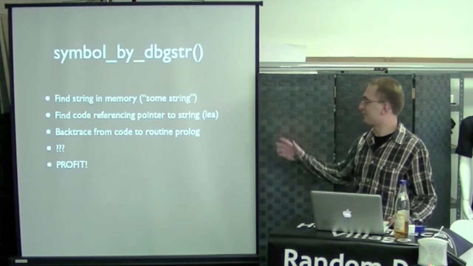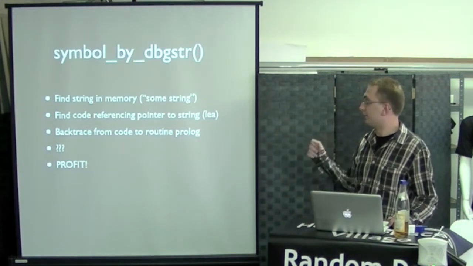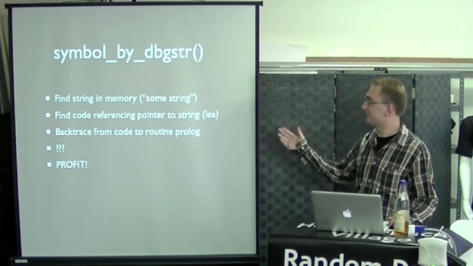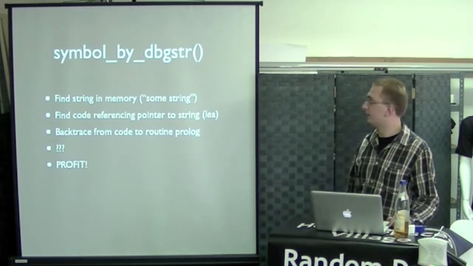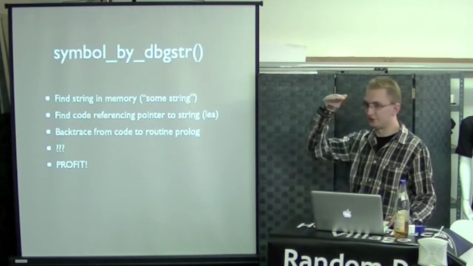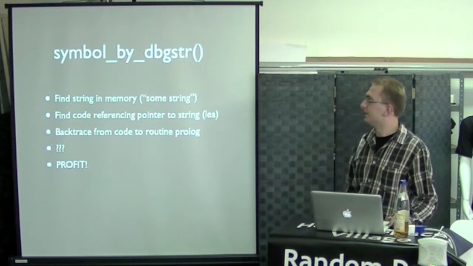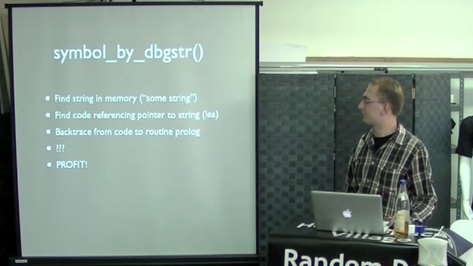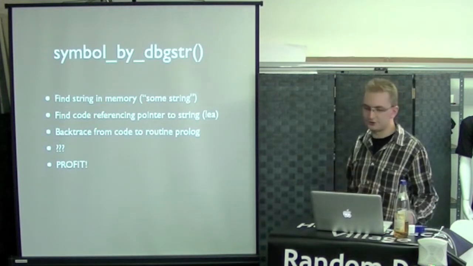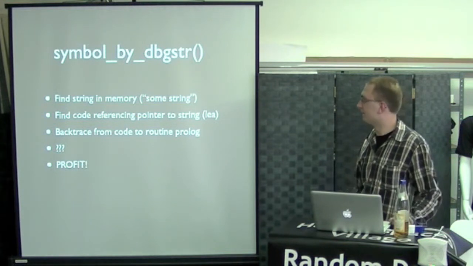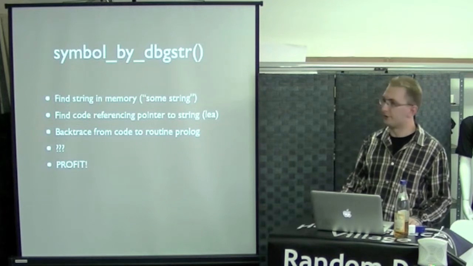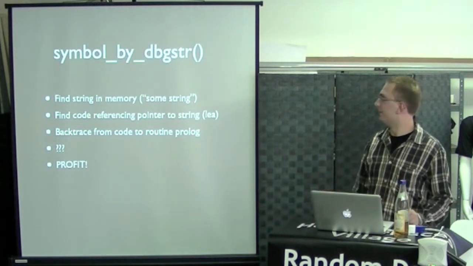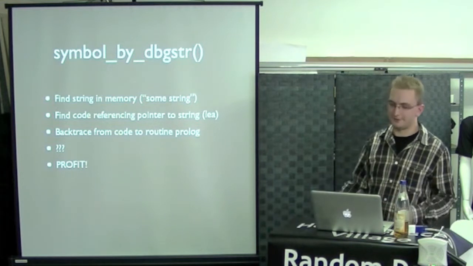So what we do, we find the string in memory, we find code referencing a pointer to the string, and from that load effective address instruction, we backtrace a couple instructions back to the routine prologue. Well, the prologue is basically the start of a function, so that's what we need. But I won't really go into the backtracing now. I basically do it by some certain signature binding, but it might be a bit complicated to cover here. And well, eventually we'll get the address of the function we're looking for, without having to rely on symbol lookup tables or other cheesy stuff.